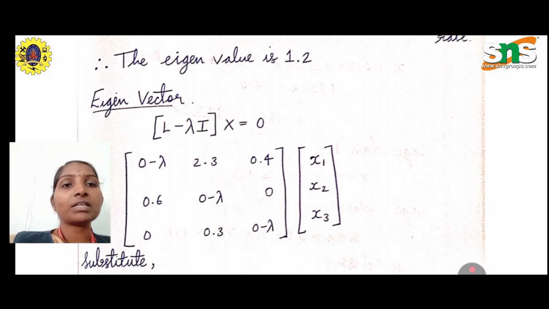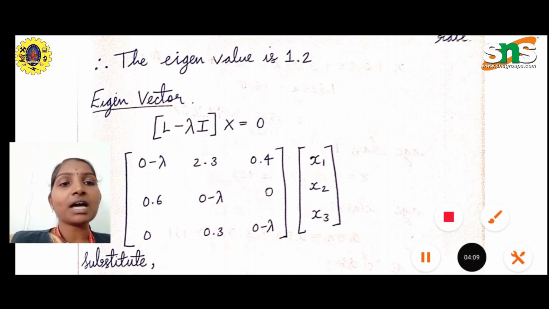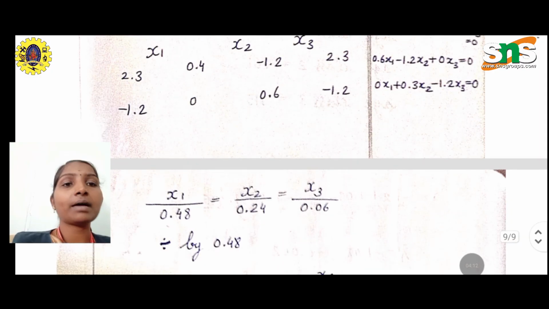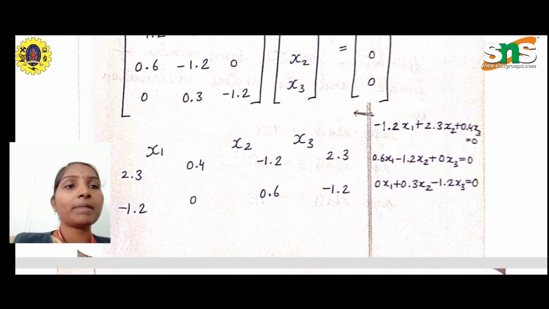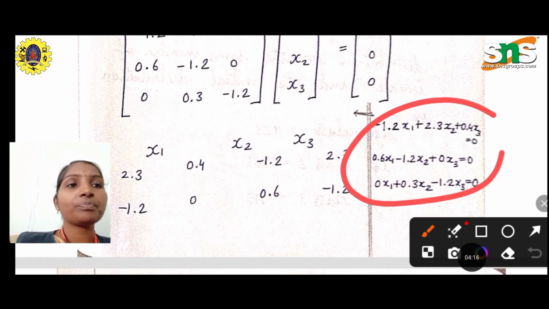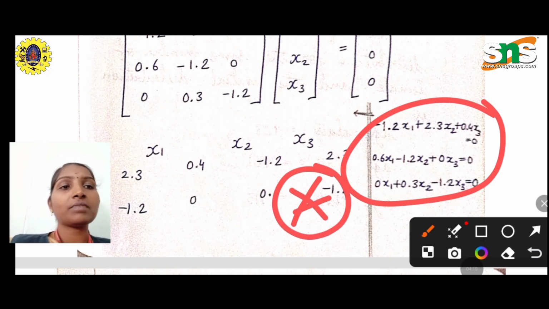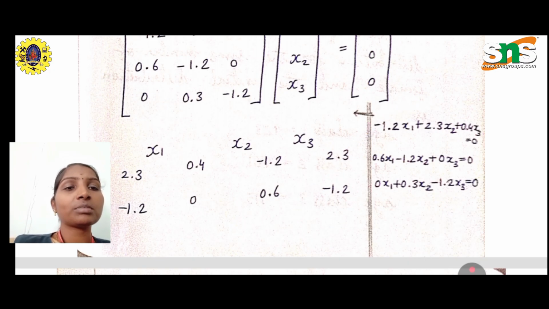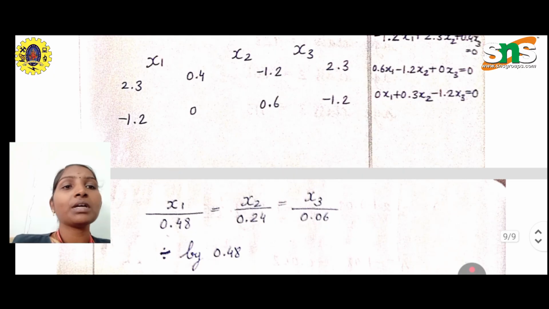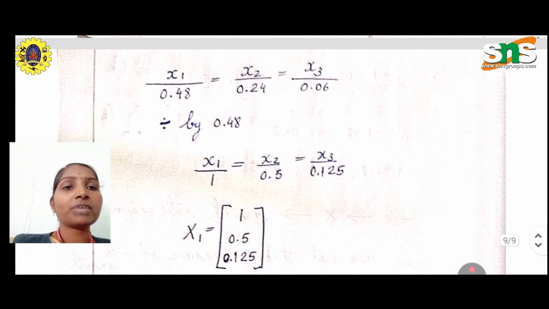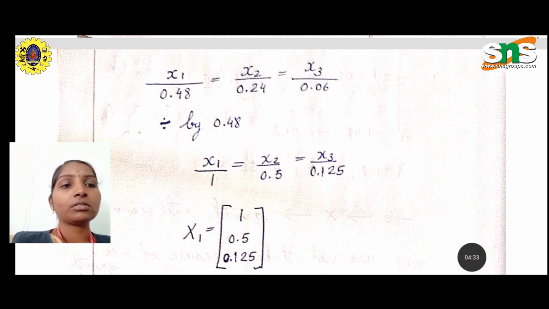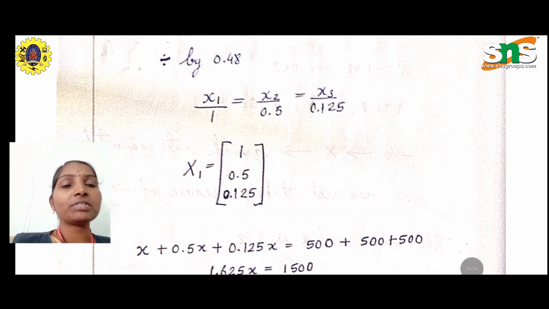What is our eigenvector? (L minus lambda I) x is equal to 0. On computing this, we will have the star equation as minus 1.2 x1 plus 2.3 x2 plus 0.4 x3. This is our star equation. Using this, we are going to substitute when lambda is equal to 1.2. By using the cross multiplication method, we will be finding the eigenvector. There is only one eigenvector here. So now we have found the initial distribution, which is x1 equal to 1, 0.5 and 0.125.